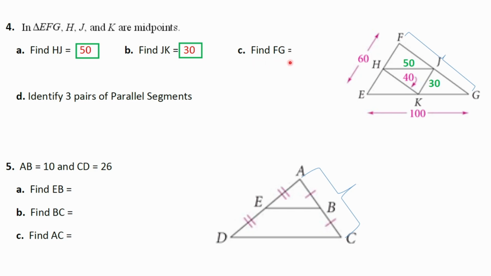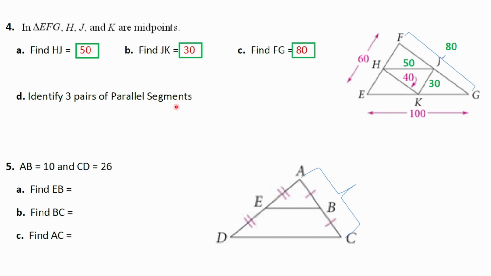Finally, part C for this first row, FG is this entire length all the way across here. And so this is the actual side of the triangle. We have that the midsegment HK has a length of 40, and if that is half as much as the third side, then we can say that the third side should be a length of 80. So FG should be 80.